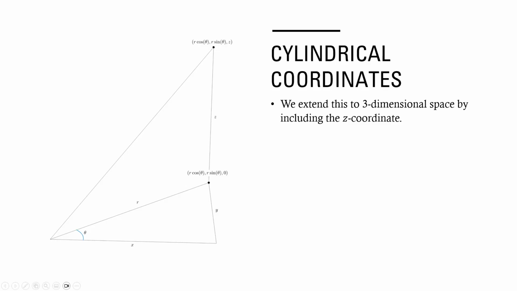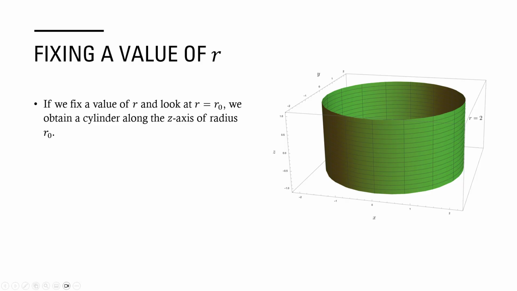So let's look at some pictures here for what these things are useful for. If we fix a value of r, in this case we took r equals 2 in this picture over here, and we just let theta and z change, we're just going to get a cylinder. So that means cylinders are going to be quite nice to work with because they're just given by r equals some constant. So those are nice to work with in this coordinate system, which is one of the reasons we refer to them as cylindrical coordinates.